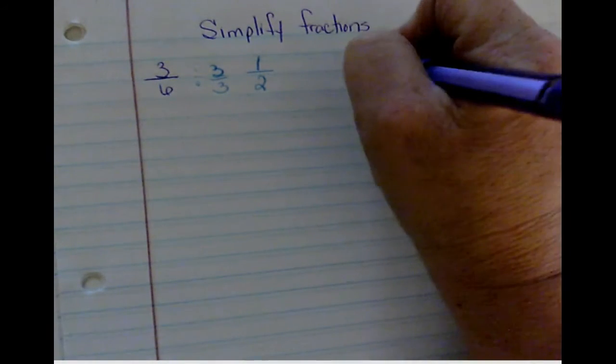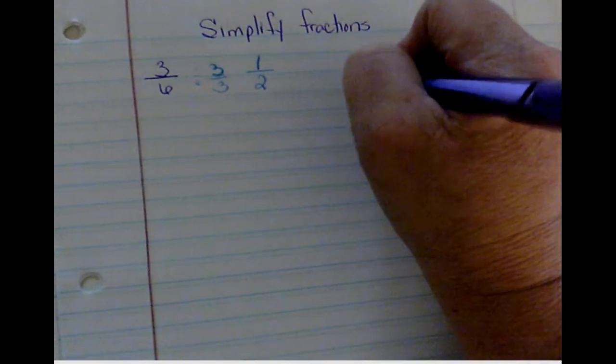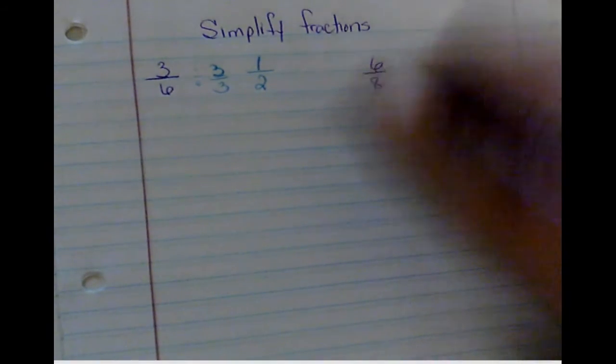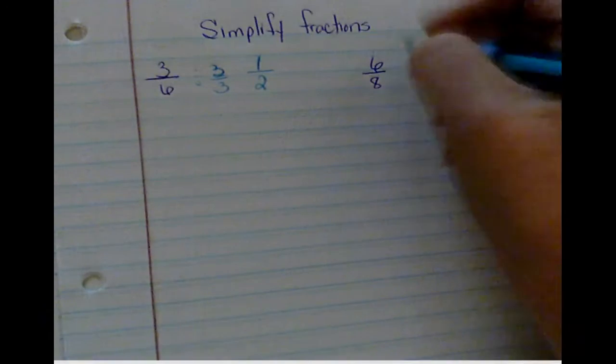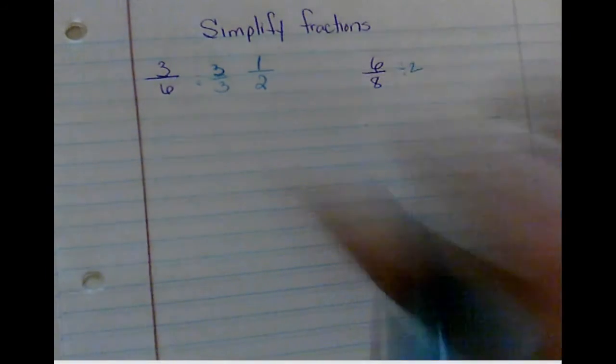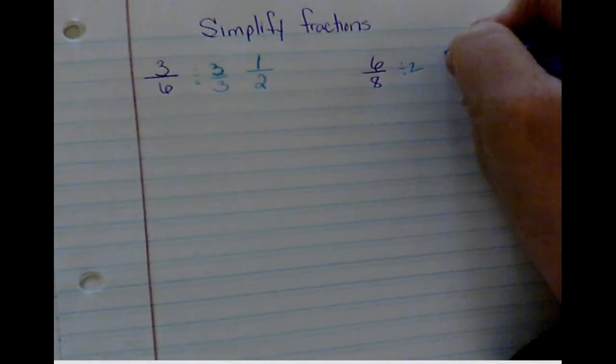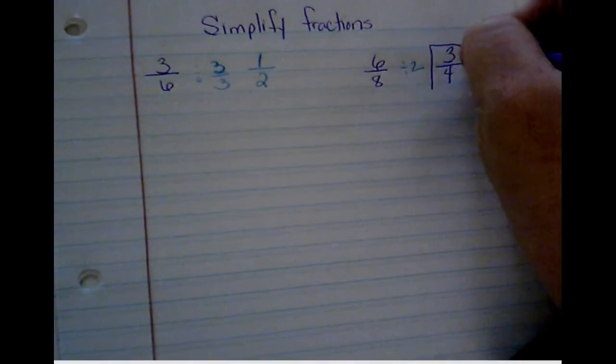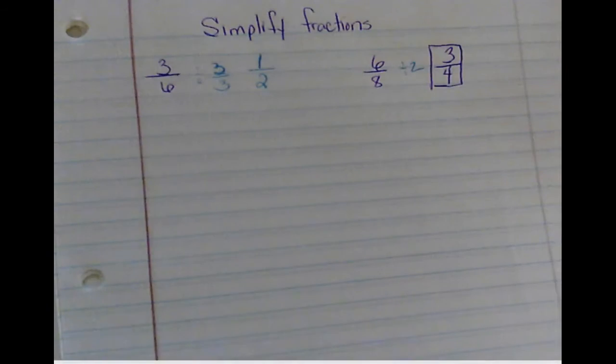If I look at 6/8, both of those numbers are even, so I know I can divide by 2. 6 divided by 2 is 3. 8 divided by 2 is 4. So my answer is 3/4.